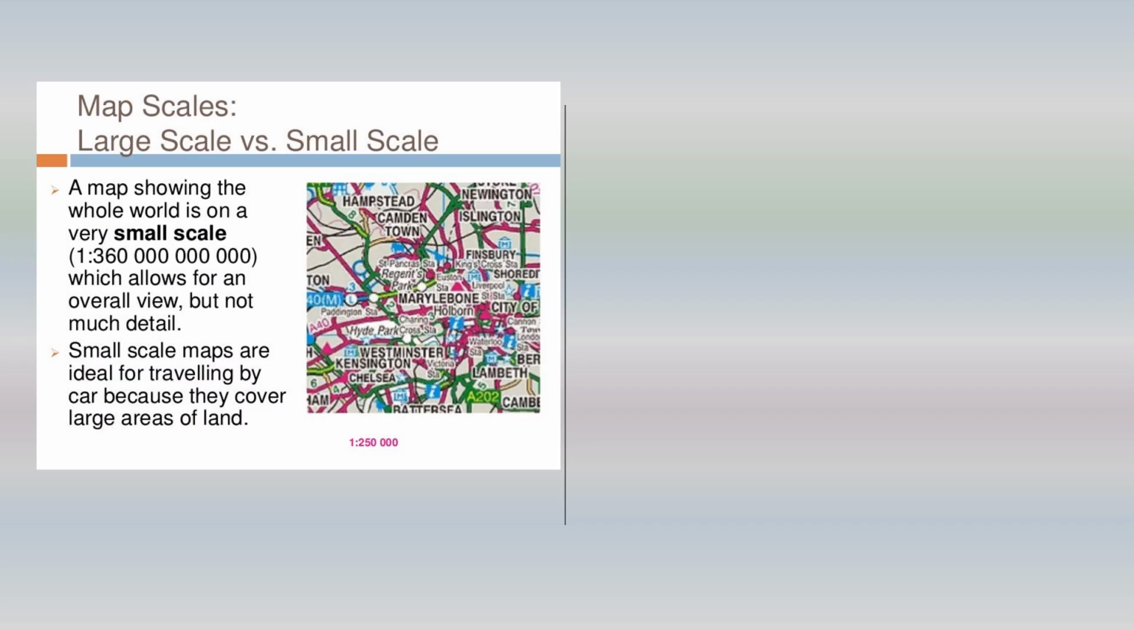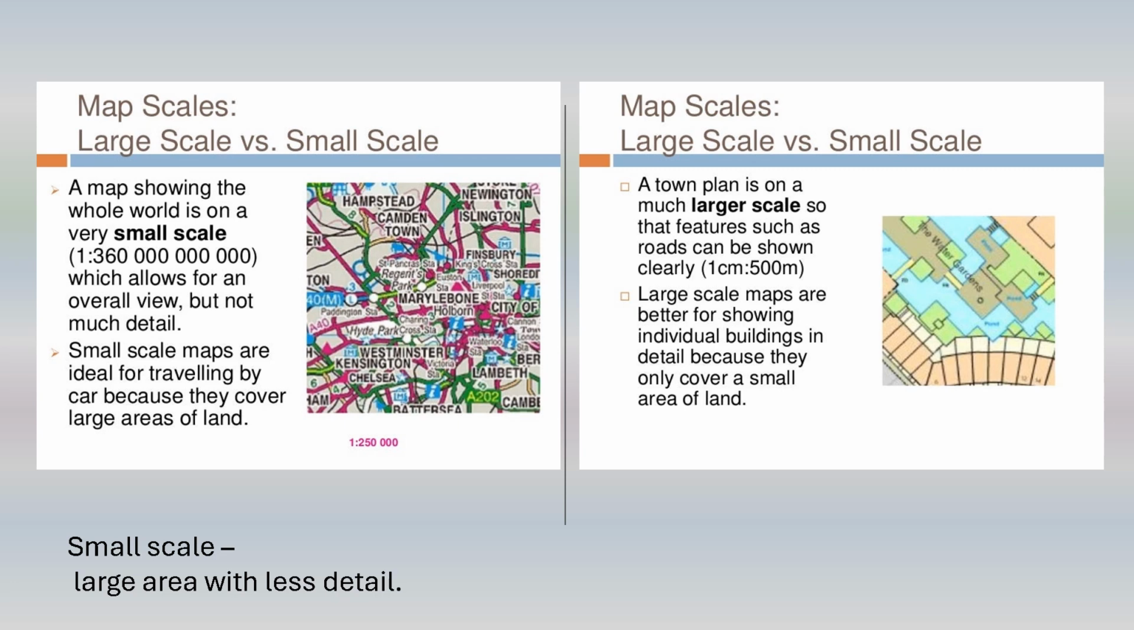Right, let's do maps. We're doing large scale and small scale. A small scale basically represents a large area of land and it shows very little detail, whereas a large scale shows a small area with lots of detail. So just to recap, a small scale shows a large area with less detail and a large scale shows a small area with more detail.